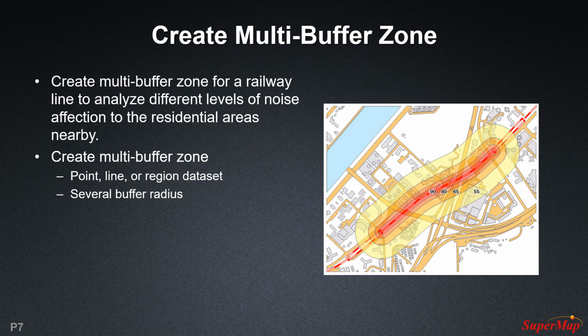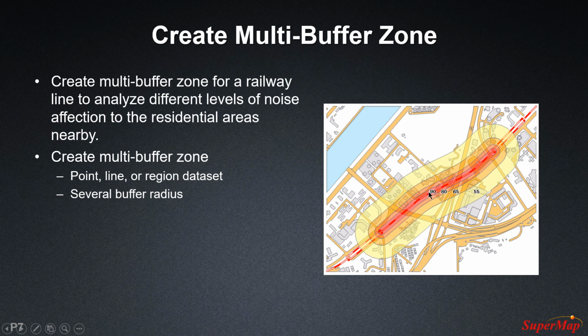Now that was an example of a single buffer zone. We can also create multi-buffer zones. A multi-buffer zone is created, for example, for a railway line to analyze different levels of noise that affect nearby residential areas with noise pollution. These can be created for point, line, or regional data sets, and can have several buffer radiuses, as you can see over here.